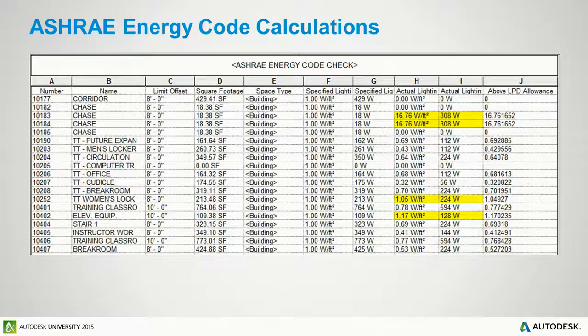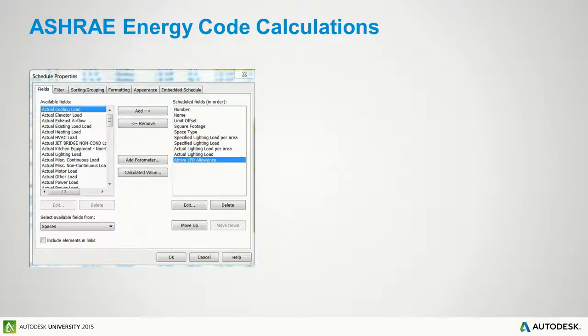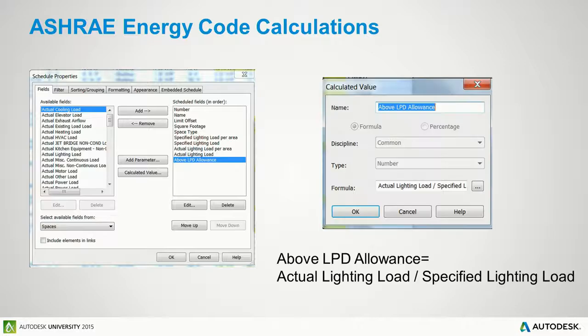If you've never worked with calculated values, on your schedule properties, you're going to go to Fields, and then you've got the Add Parameter button, and right below that, you're going to see the Calculated Value button. We're going to click that button and put in our calculated value. You can name it anything you want. Above LPD allowance is intuitive to me, but you can name it over or offset, whatever works for you.